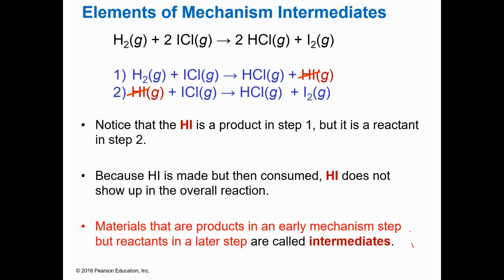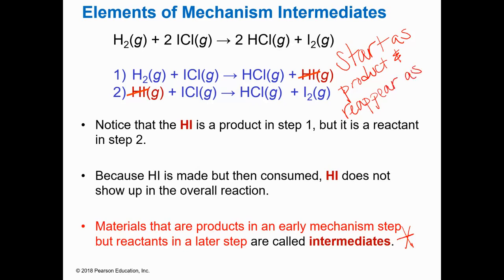This is very important because you may be asked to identify intermediates. Those are things that are produced in an early mechanism step, but then appear again as reactants later. So an intermediate starts as a product and reappears as a reactant. That is an intermediate. They're not really affecting the overall reaction. They appear and then they get used up.